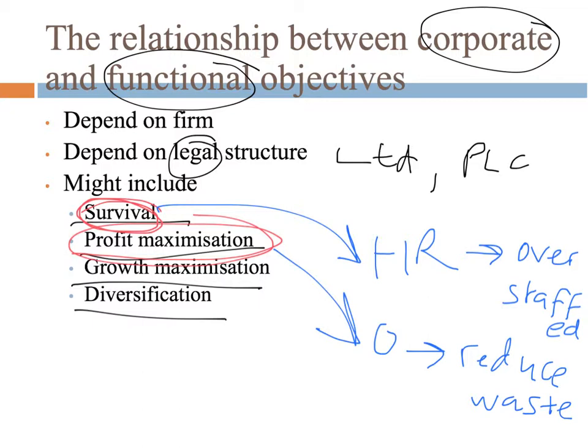So the key here is to remember these things here will help achieve these things here. Functional objectives help to achieve corporate objectives. Corporate objectives are set in order to meet mission statements.